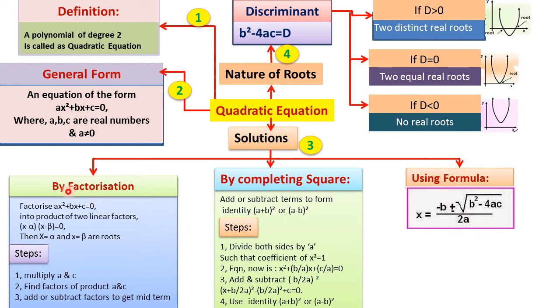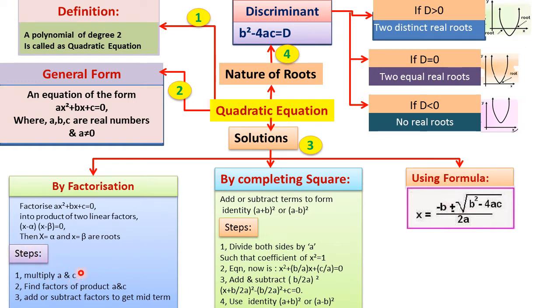So now let us see how to find the solution by the factorization method. If you are given an equation in this form, ax square plus bx plus c equal to 0, the first method is factorization. We have to factorize this such that we get two linear factors, x minus alpha into x minus beta equal to 0. Then we can equate both the factors to 0, such that we get x equal to alpha and x equal to beta, which are the roots of that equation, and that is the solution. But how to do it? The steps are mentioned here.